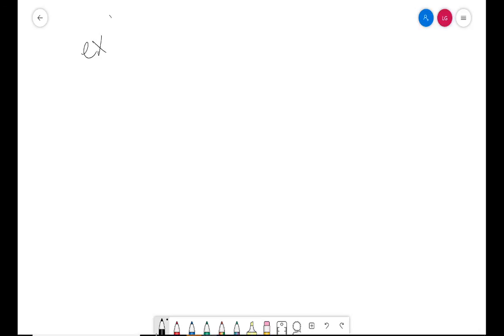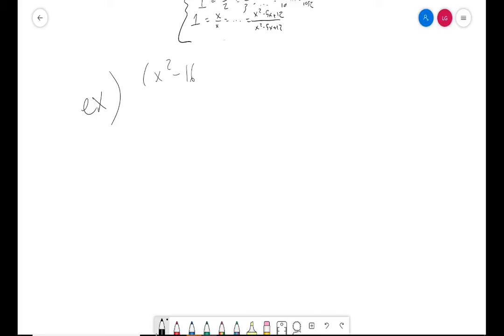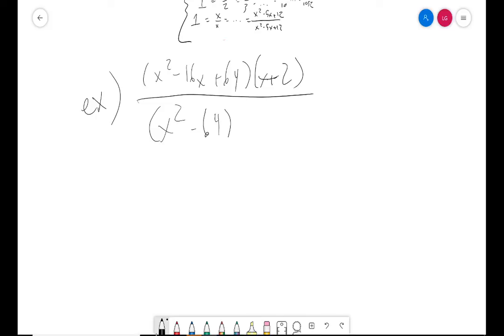Let's take a look at another example here. Let's see, which one? Let's take on a pretty complicated one. Let's look at x squared minus 16x plus 64 times x plus 2, divided by x squared minus 64 times x squared minus 6x minus 16.